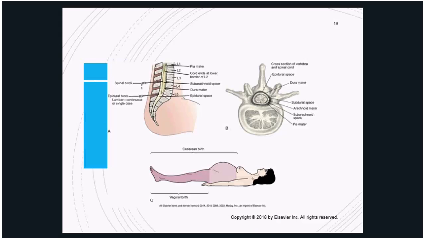Here's a picture of the epidural block. It's much lower than the spinal block. And here is for vaginal delivery, the epidural goes to about the perineum, a little bit above the perineum. And for the cesarean birth, the spinal epidural, or the regular epidural that's just dosed high, is right below the breast.